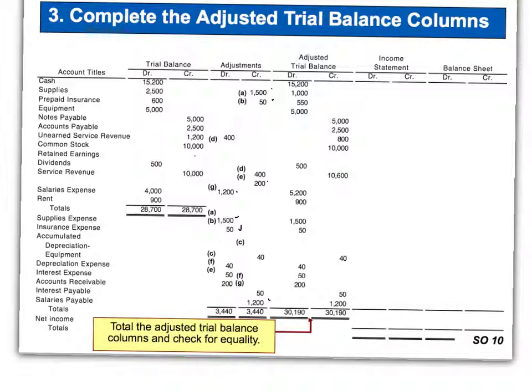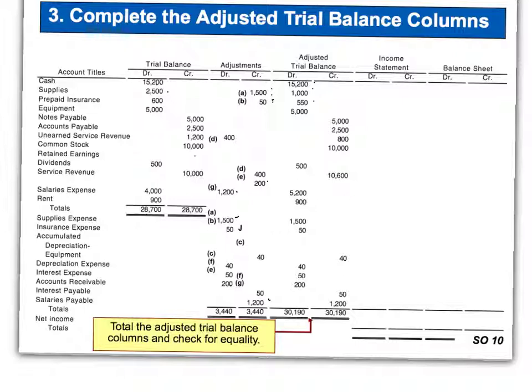Now we put the two together. It doesn't mean that we add 3,440 to the 28,000. No, we simply put them together. Cash was a debit balance in the trial balance, no adjustments, so it's a debit in the adjusted trial balance. Supplies was $2,500 in the trial balance. There's a $1,500 credit against that, therefore they would have a debit balance of $1,000. Prepaid insurance was $600 debit balance. We have a credit against that, therefore it would have a debit balance of $550, sorry. Nothing on equipment, nothing on notes payable, accounts payable.